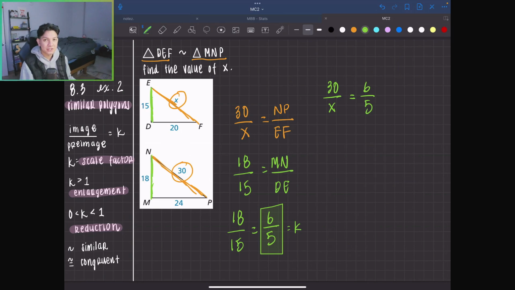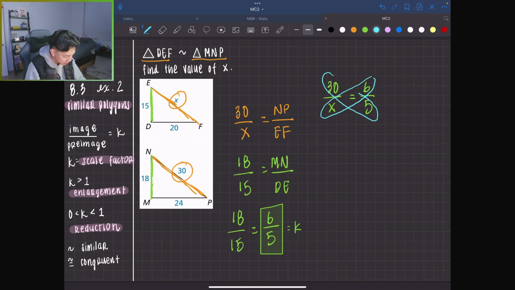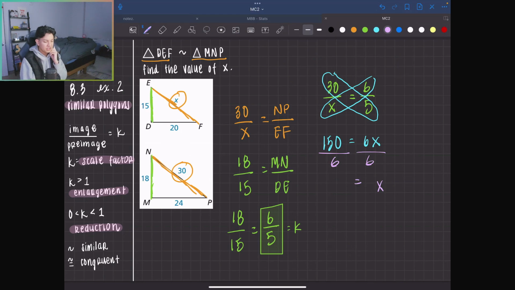And in order for us to solve for the missing variable x here, what are we going to do to both sides? Well, a shortcut that we can do is something called cross multiplication. If we set up ratios to be equal, we can cross multiply to find out missing values. So 30 times 5 over here is going to equal 150. And then x times 6 is going to give us 6x. And then to solve for x, we're just going to divide both sides by 6. So x is going to equal 150 divided by 6.